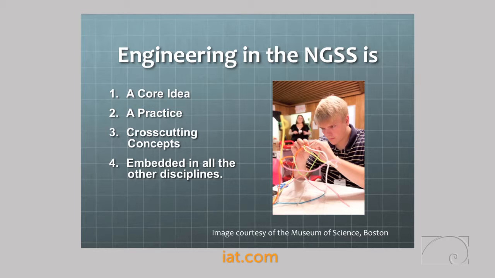Thirdly, it's a cross-cutting concept. Part of it is a cross-cutting concept, in particular the idea that engineering and science are a two-way street. Each one helps the other advance. And fourth, it's embedded in all the other disciplines. So if you look at any of the other disciplines, you'll find design this, use computational thinking to do that.